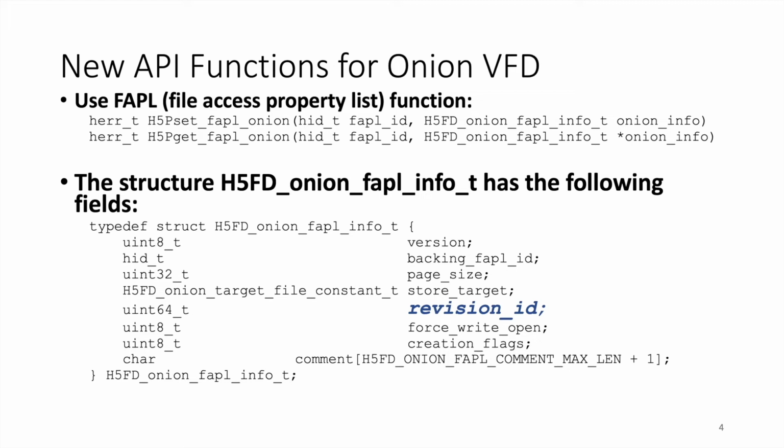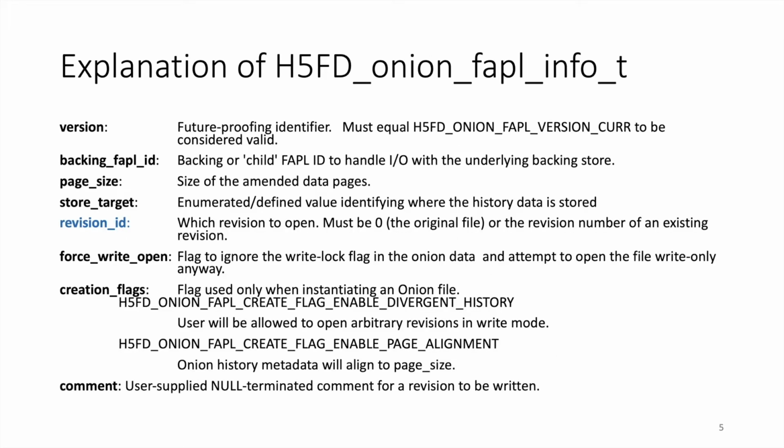To enable the Onion VFD, a user passes an instance of the structure H5FD_onion_fapl_info_t to the H5Pset_fapl_onion function. The most important field in this structure is the revision ID. Here is the explanation for each field of the structure. You may pause the video to read the details.